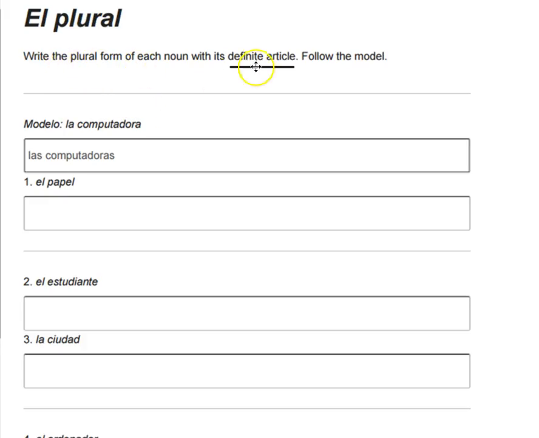Write the plural form of each noun with the definite article. So let's go ahead and do that. Let's start off with this one right here. It says el papel. So the first thing we need to do with el papel is change the word el to the plural form of el, which is los, because it's masculine and it's plural. The word papel, to make it plural, we don't just add an S like this, papels. Because it ended in a consonant, we have to make sure we add ES. In Espanol, if it ends in a consonant, we're going to add ES.